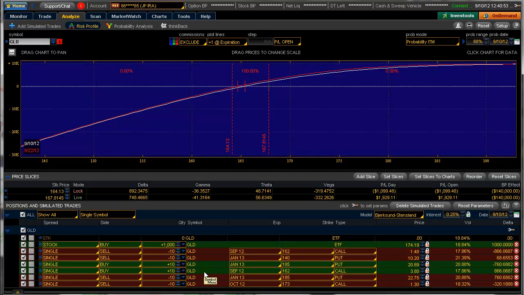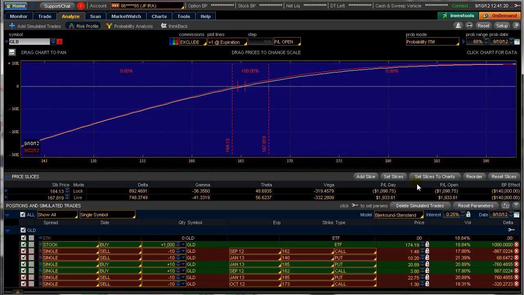He buy back his September 12s and basically roll them to October and roll them up from 162 to 173, and then to just get rid of that 185 put, because that's only going to make money if it goes down. So let's just eat that one and be done with it.